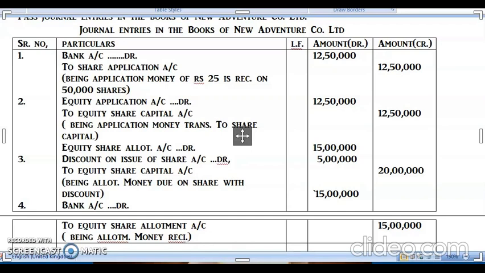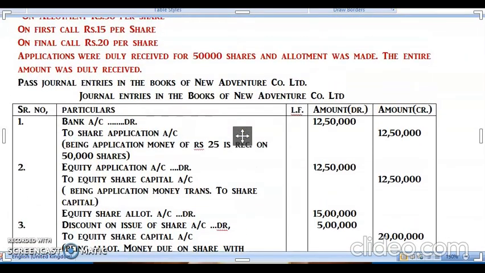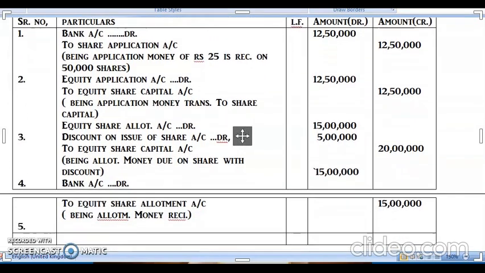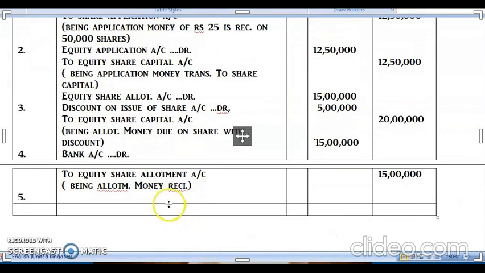Okay. Next, after the receiving of allotment money, the next money due will be your entry number 5. The next money due will be the first call. Let us write down the entry for the first call. Let us see how much the first call is. First call is rupees 15 per share. So for the first call, first you have to write the first call due. For due, you write equity first call account debit to equity share capital account.